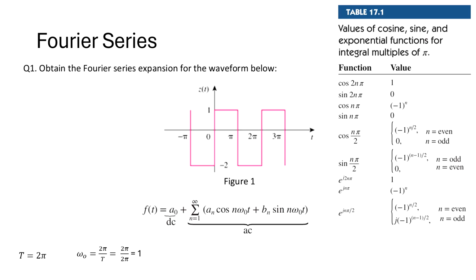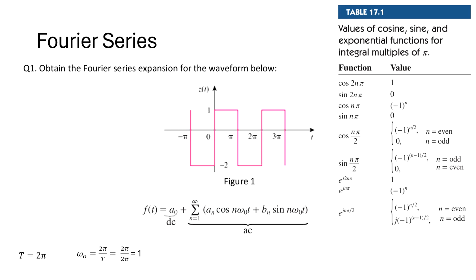So for question 1, we have to obtain the Fourier series expansion of the waveform below. To solve this type of question, first we have to know what is the period of this graph. If you look at the graph here, the period is equal to 2 pi. Once you've obtained the period, you can substitute it into the omega naught, which is the frequency formula. So 2 pi over T equals 1.